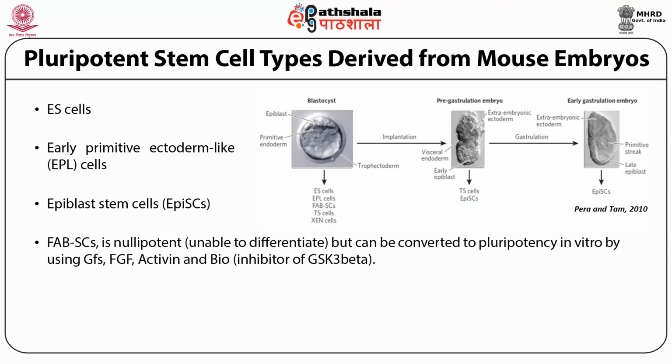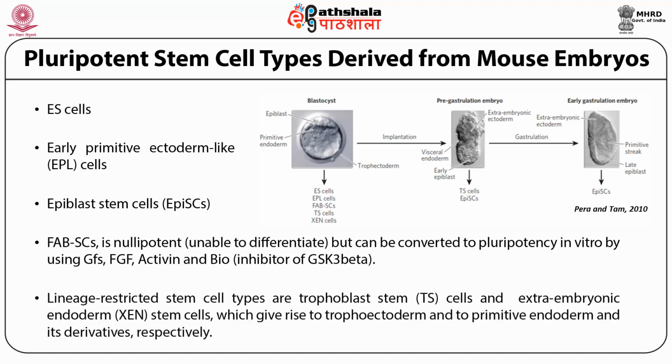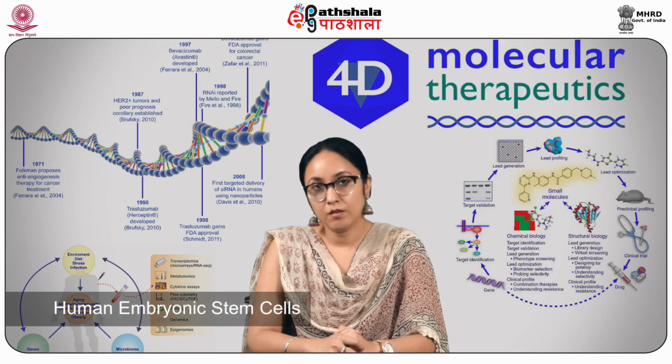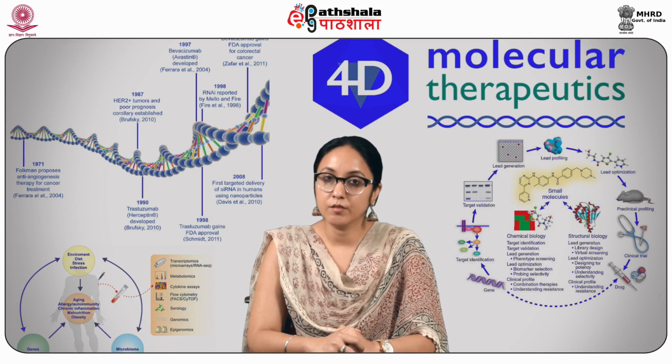And besides these pluripotent stem cells, we can also isolate lineage-restricted stem cells from the embryo, which are called trophoblast stem cells and extra-embryonic endoderm, or XEN, cells. So all these cells can be isolated from the blastocyst stage of the mouse. And as the embryo development further proceeds to pre-gastrulation and gastrulation embryo, the number of stem cells that can be isolated decreases. Now, first coming to human pluripotent stem cells or embryonic stem cells.